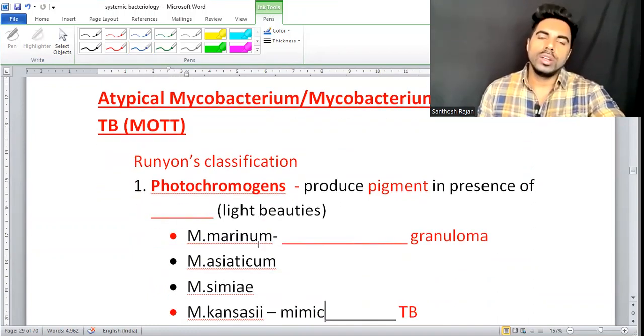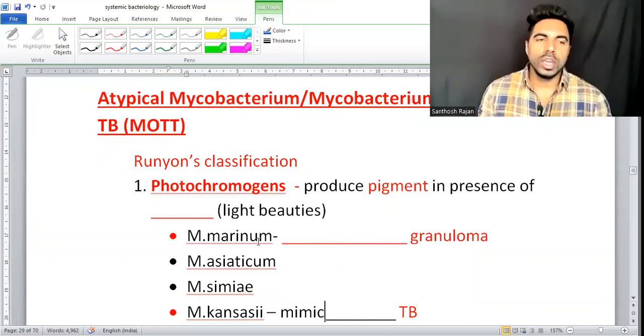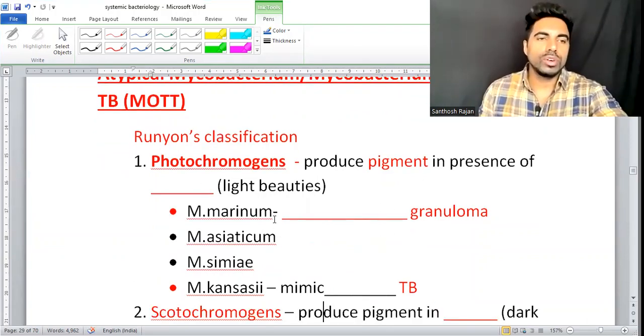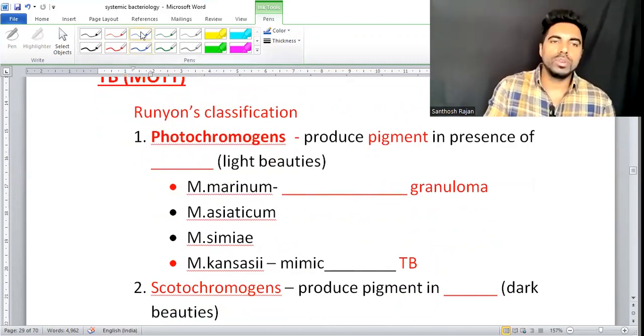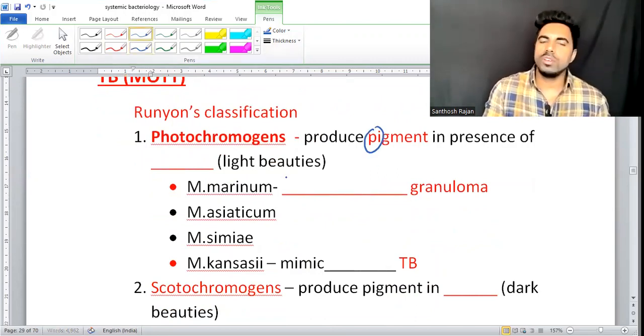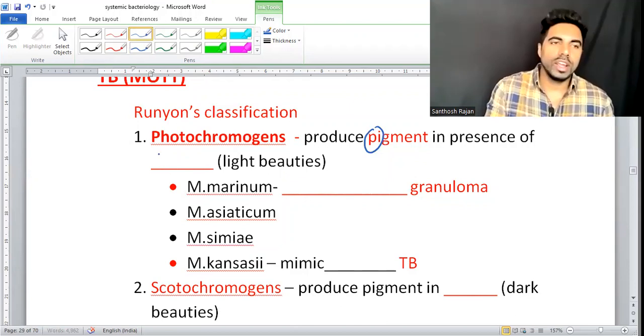photochromogen, scotochromogen and non-pigment producing. Let's talk about photochromogens. Photochromogens means they produce pigments. They produce pigment in the presence of light. Photo means light. In the presence of light, they produce pigment.